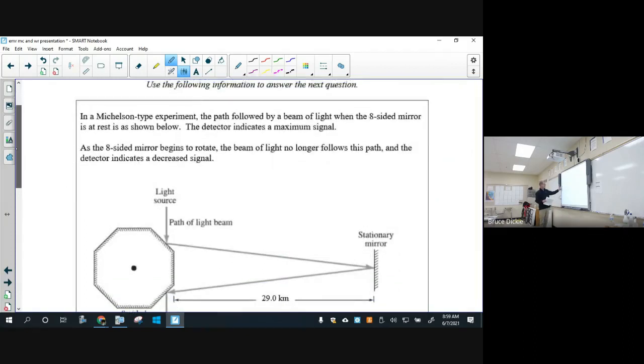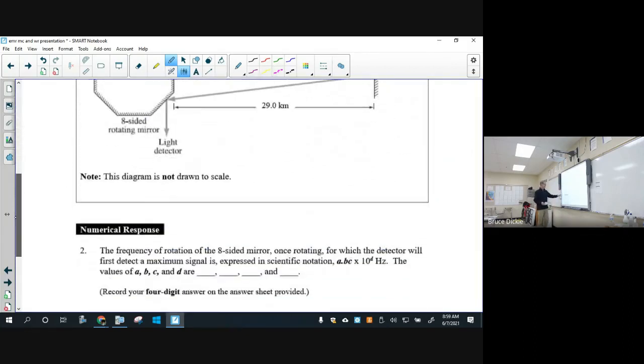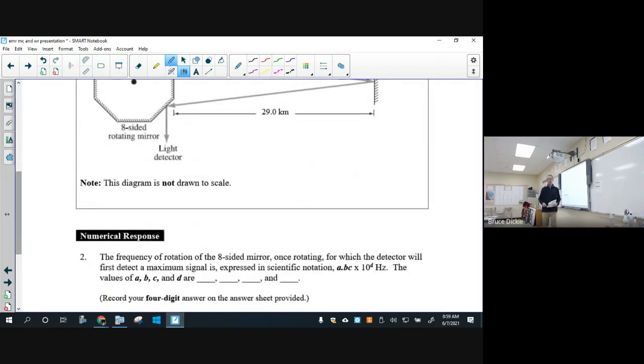Now we got a Michelson question. This is numeric response number 2. This is exactly what we expected to see. In fact, the diagram is exactly the same as you've seen a couple times before, except this distance is different. We're 29 kilometers here instead of some of the other distances we were given. We're looking for the frequency. It doesn't really matter what we're looking for here. We know we solve this the same way, no matter what we're looking for.